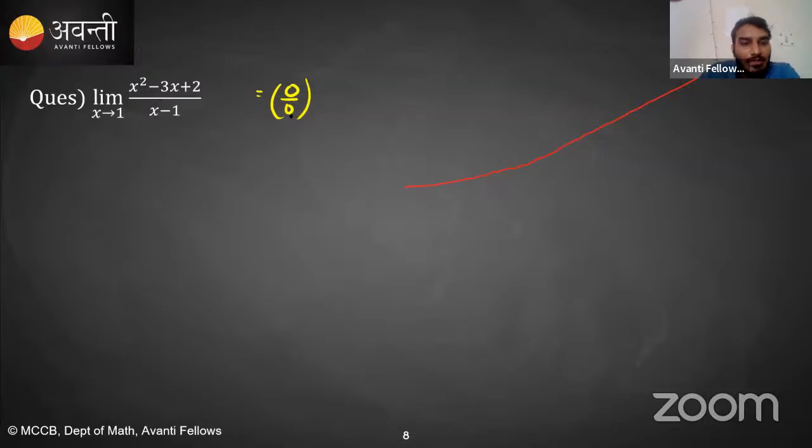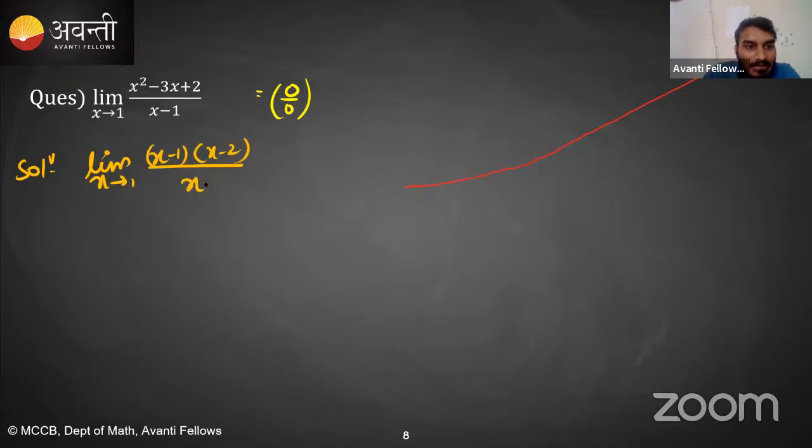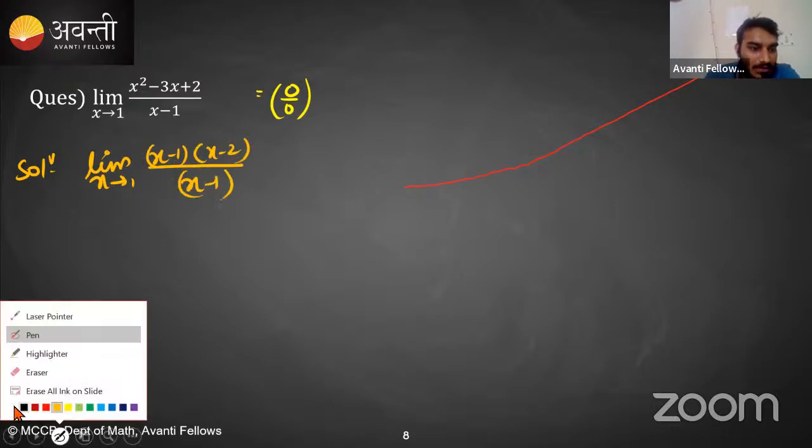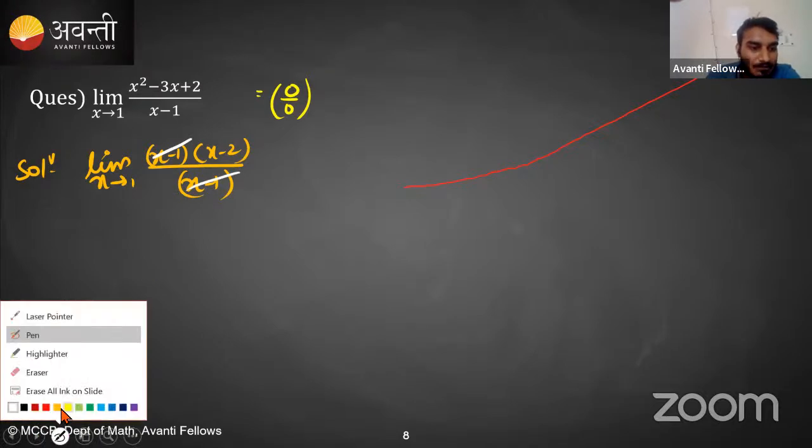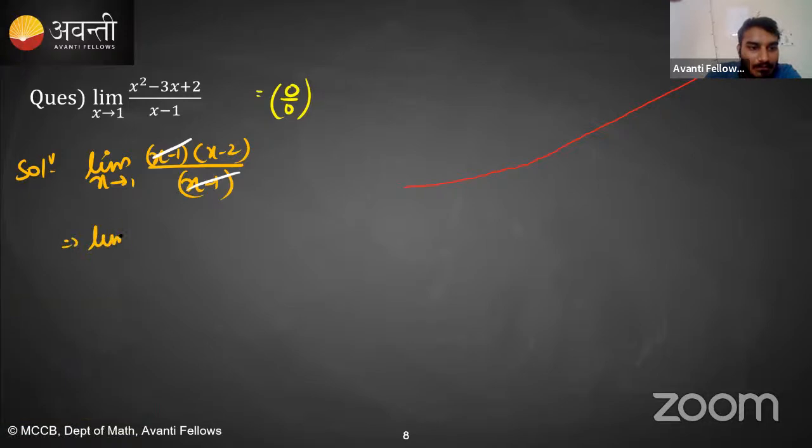Okay. So it means this is an indeterminate form. So we have to find the limit, right? So how can we do this? Let's see. First, tell me students, x square minus 3x plus 2 can be factorized, right? It can be written as x minus 1 into x minus 2. Yes or no? And the denominator is x minus 1 as it is. So in the numerator and denominator you can cancel out x minus 1. So what is left? You are left with limit x tends to 1, x minus 2.